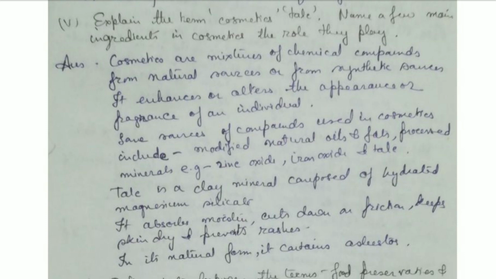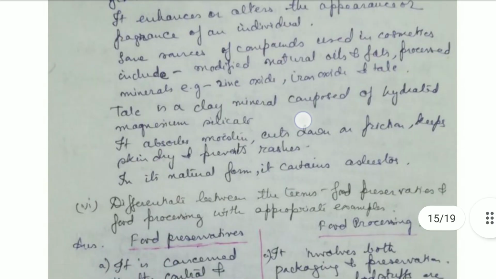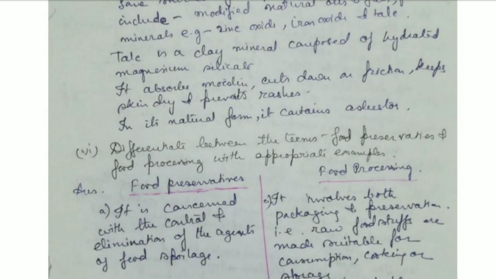Some sources of compounds used in cosmetics include modified natural oils and fats, and processed minerals, for example zinc oxide, iron oxide, and talc. Now what is talc? Talc is a clay mineral composed of hydrated magnesium silicate. It absorbs moisture, cuts down on friction, keeps skin dry, and prevents rashes. In its natural form, it contains asbestos.